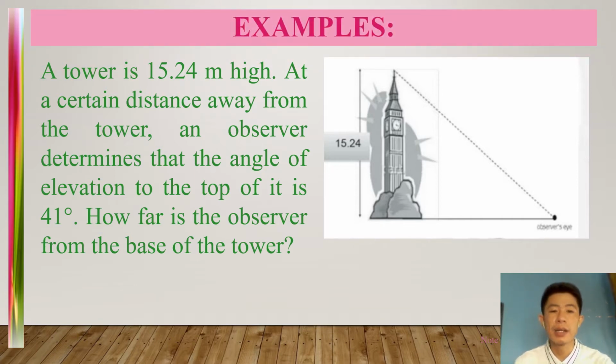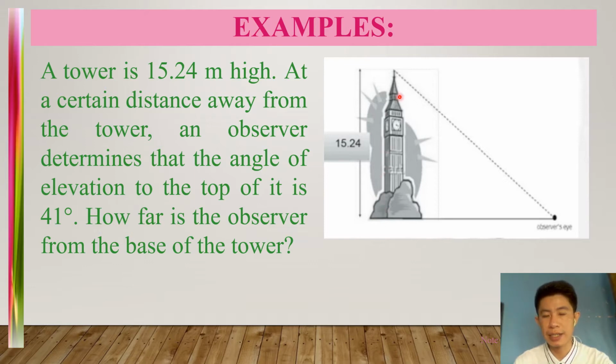So for example 1, we have a tower that is 15.24 meters high. At a certain distance away from the tower, an observer determines that the angle of elevation to the top of it is 41 degrees. How far is the observer from the base of the tower? Okay. So in solving real-life problems, we should look for its illustration.